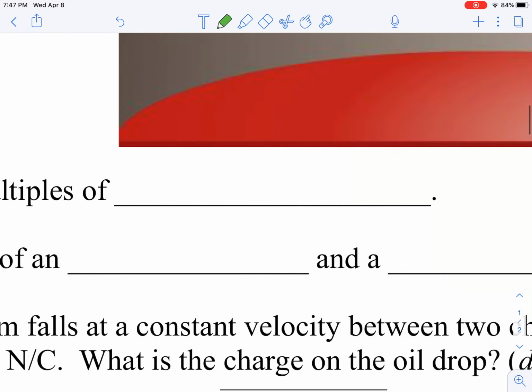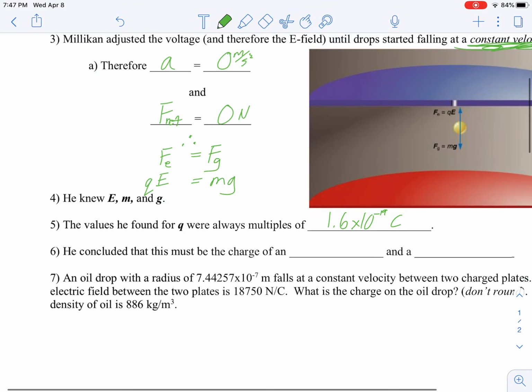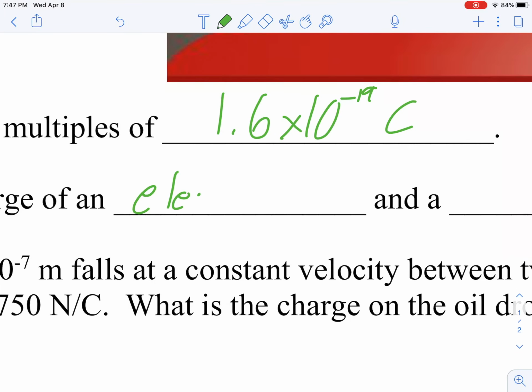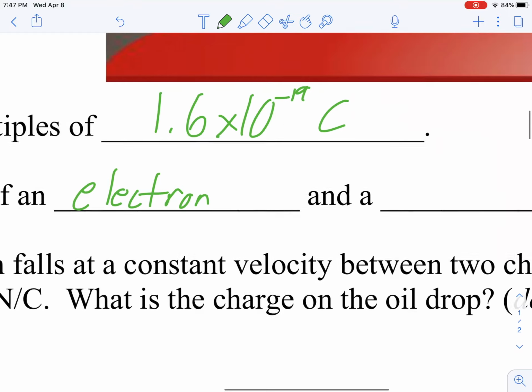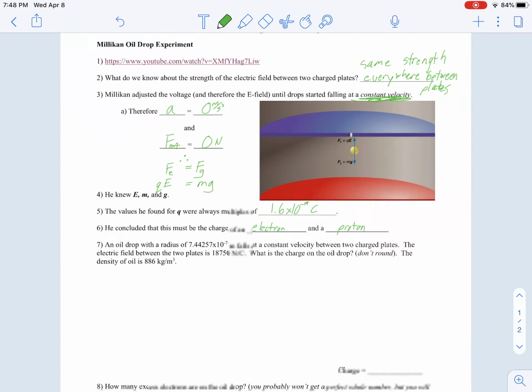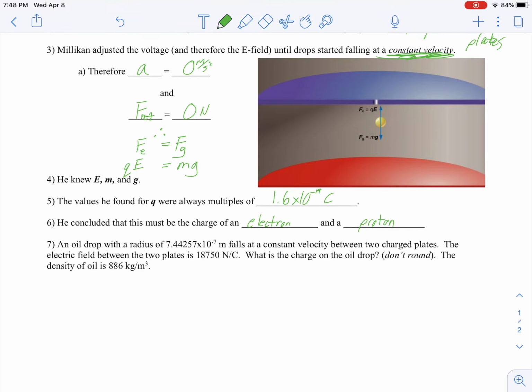And he found that those Q values were always multiples of 1.6 times 10 to the negative 19 coulombs. Sometimes he got 1.6, sometimes he got 3.2, 4.8, and so on. But always a multiple of 1.6 times 10 to the negative 19 coulombs. So he concluded that that charge must be the charge of an electron, and a proton, for that matter, because at that point we kind of knew they were equal.